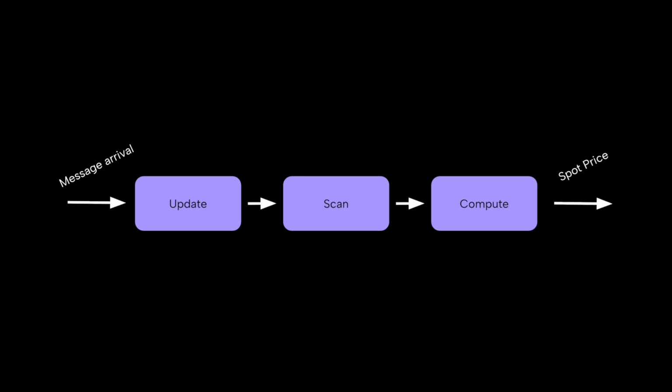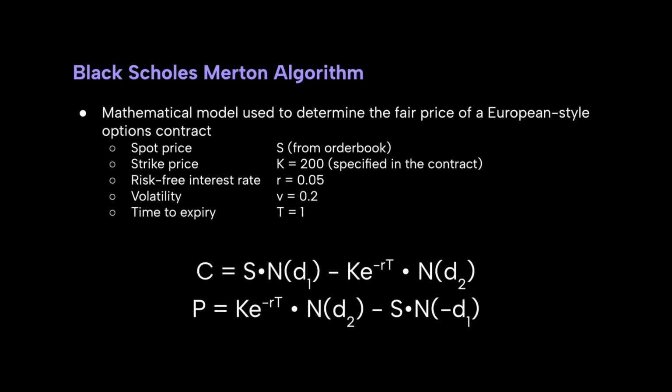I'll now let Grace explain the Black-Scholes. The last module runs the Black-Scholes-Merton algorithm, which is a mathematical model used to determine the fair price of a European-style options contract.